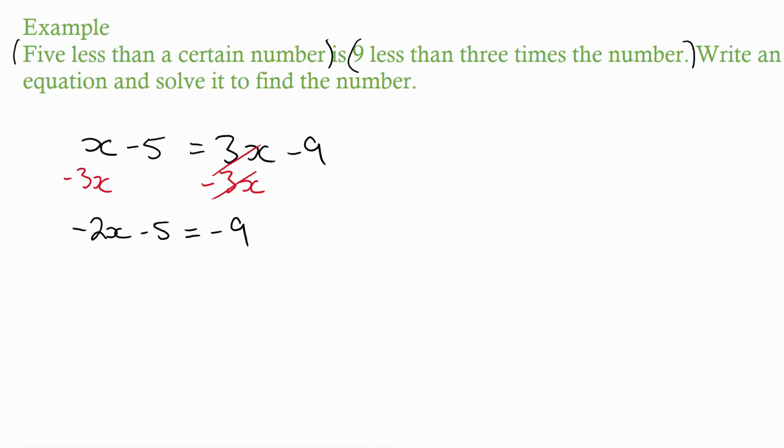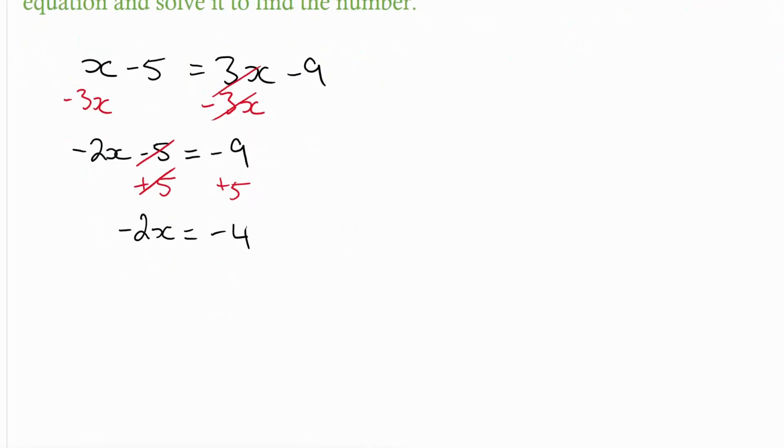We want it on the other side with the other normal numbers, so plus 5. That cancels out, and I'm left with negative 2x equals negative 9 plus 5. Sometimes the best way to go about this is, let's say you owe me $9, but then you give me $5 back. How much do you now owe me? Now you owe me $4. So sometimes thinking about it in terms of money is a good way to answer these problems.